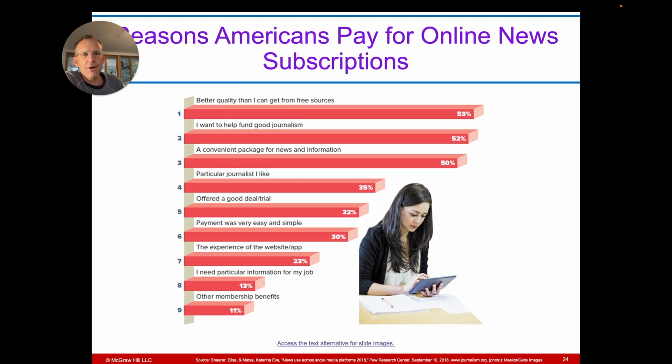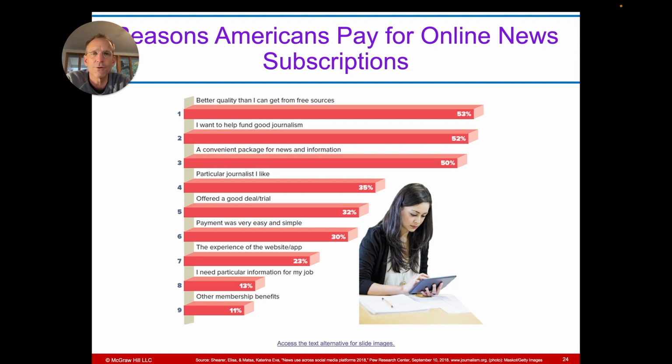Reasons Americans pay for online news subscriptions. The biggest reason is better quality than they can get from free sources. They want to help fund good journalism and keep that going. And it is a convenient package for news and information. You get down with that later on.